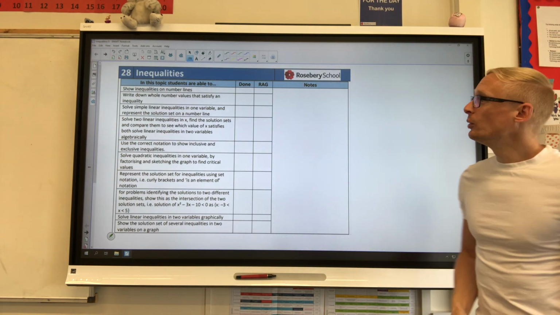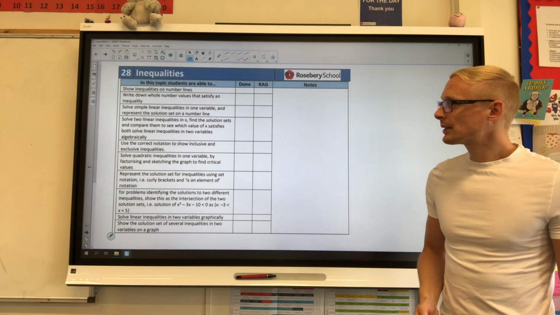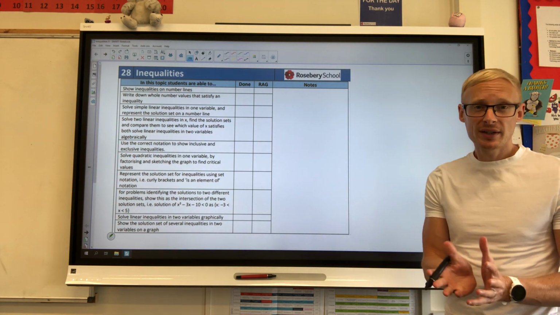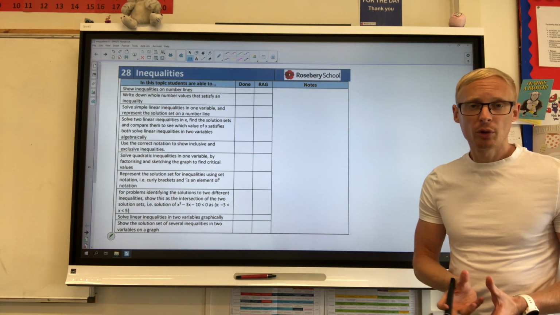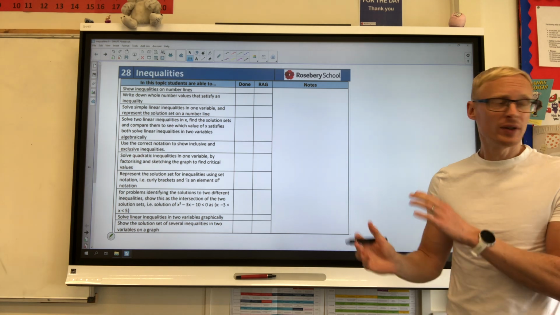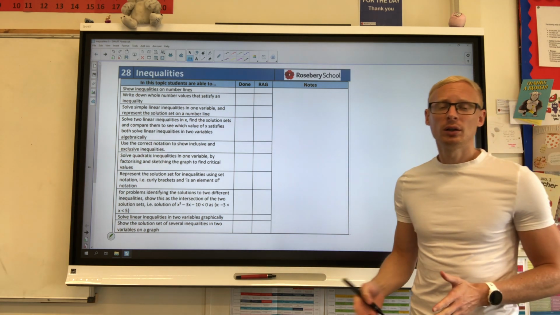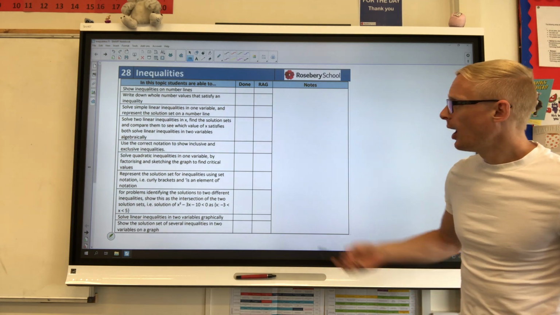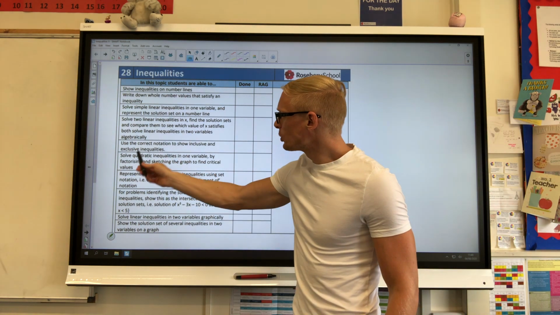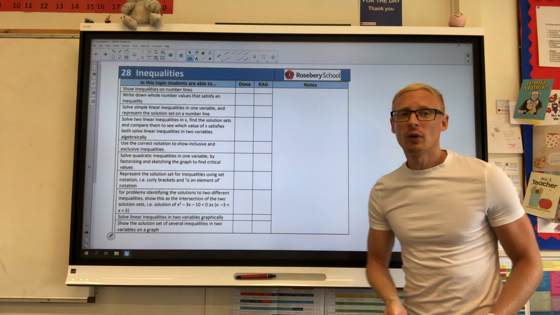Okay, hello and welcome to lesson 9 of Inequalities. It's imperative that you've worked through the previous lesson, lesson 8, before you do this lesson, because this is a kind of extension of where you were in that last lesson. We were working on solving quadratic inequalities, and we're still working on that today.